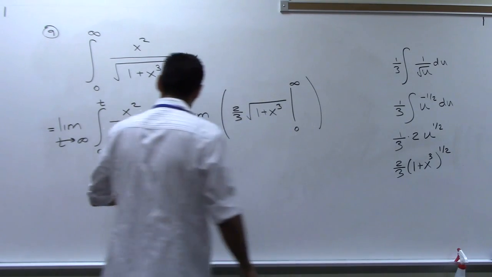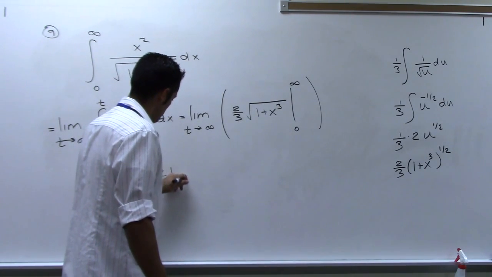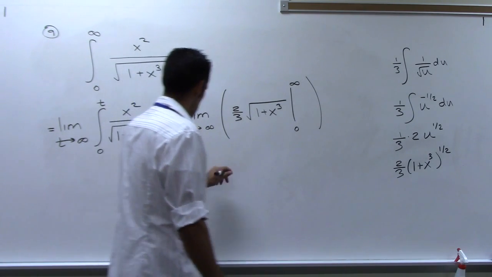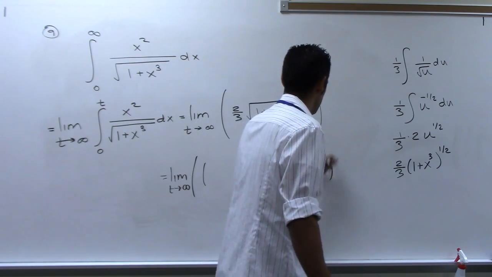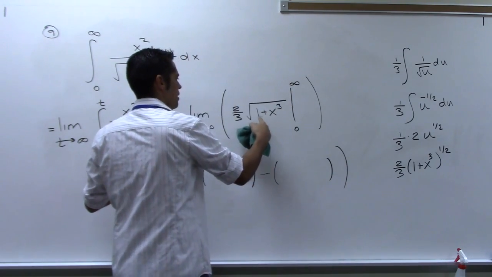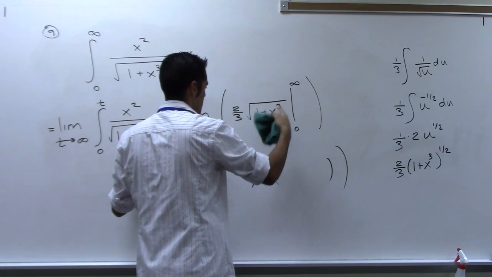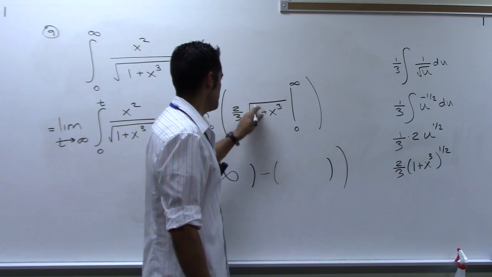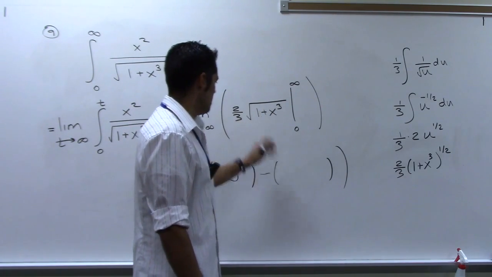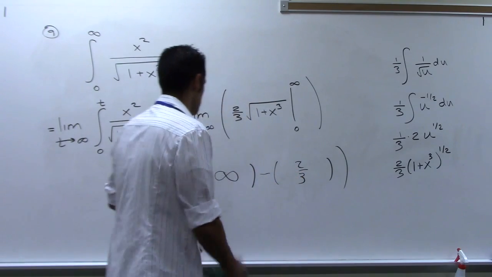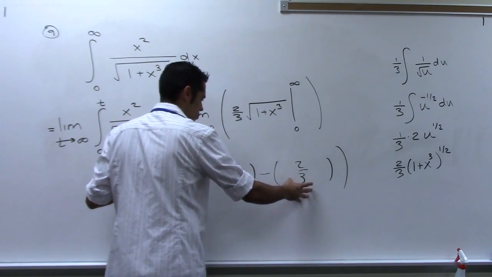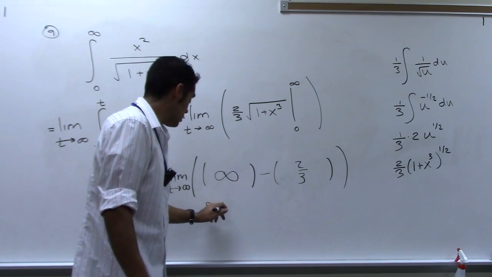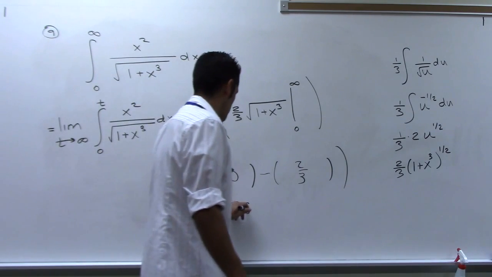And you can see what's going to happen here. Limit t goes to infinity, we have two things being subtracted here. So if I go to infinity here, this becomes infinite. Square root of infinity is still infinity times 2/3. So this is becoming infinite. And then over here, if we plug in 0, we just get a 1 in here, and then we get 2/3. So this is becoming infinite, and that's just going to the number 2/3. So this whole thing blows up, becomes infinite, which means that this integral diverges.